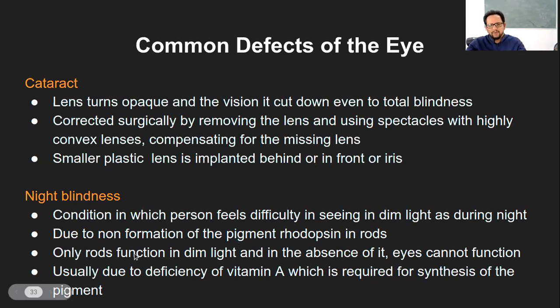Now, we know that only rods function in dim light or at night, and in the absence of these rod cells, obviously the eyes won't be able to see at night. Most of the time, this is due to a deficiency of vitamin A, which is required for the synthesis of the rhodopsin pigment. If we don't have vitamin A, we will have less rhodopsin, so ultimately the rod cells will not be as functional, and you will have problems of night blindness. That is why most adults keep saying, eat radish, eat carrot, eat this and that, because of this.